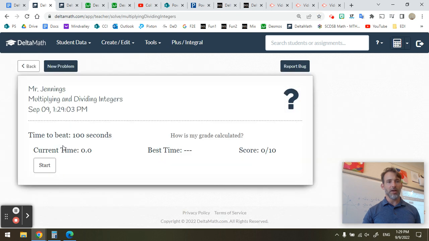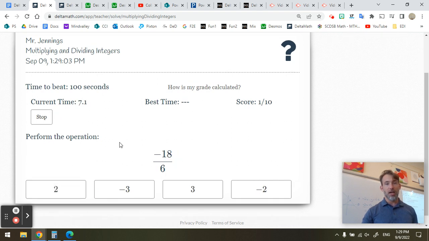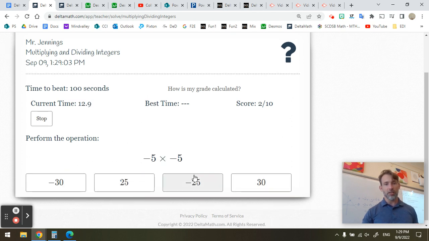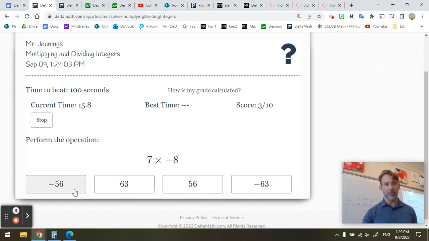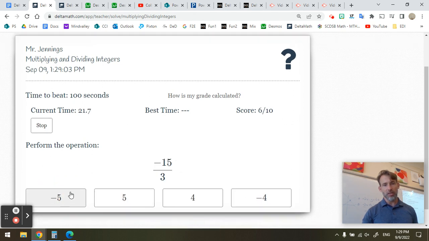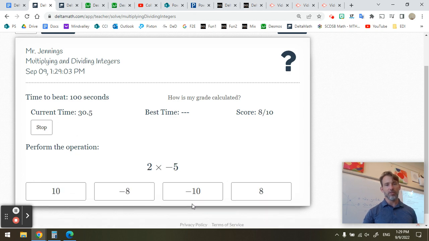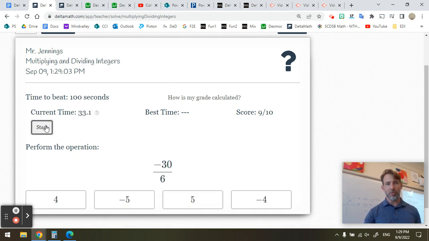And now, multiplying and dividing integers. So this one, now we get the same type of practice except we're adding division and we need to work with negatives and positives. So negative 5 times negative 7 is 35. Negative times a negative is a positive. A negative divided by a positive is a negative, so this is negative 3. This is 25. This is negative 56. This one is negative 2. This one is negative 8. So you get the idea. This one, negative 5. 3 goes into 15 5 times, but it's negative. This one is positive 6. The negative cancels the negative. And you get the idea, so we stop.